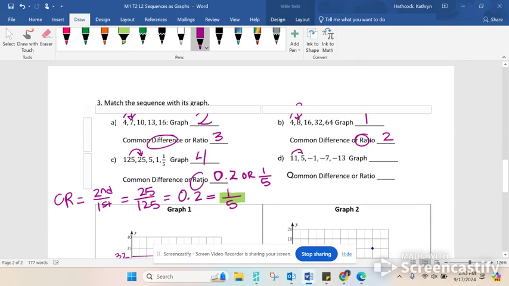Then this tells me this has to be graph 3, but why is it graph 3? Well, if I'm going from 11 to 5, I can see that I'm subtracting 6. But if you can't see that right away, remember you can do common difference equals your second number minus your first number. And that'll tell you that you are subtracting 6 each time. And it's a common difference.